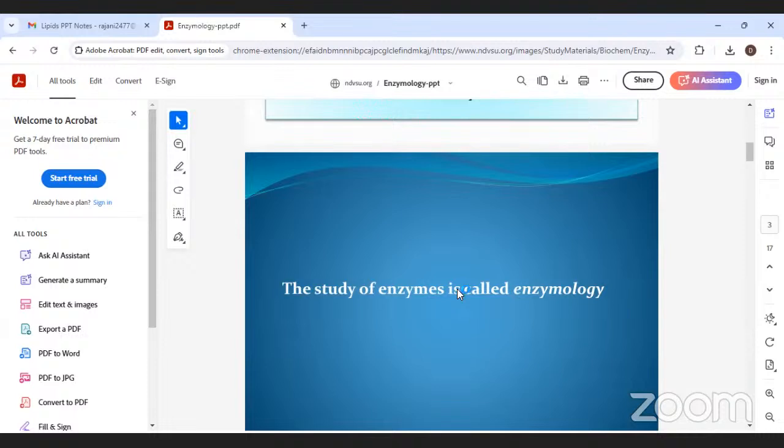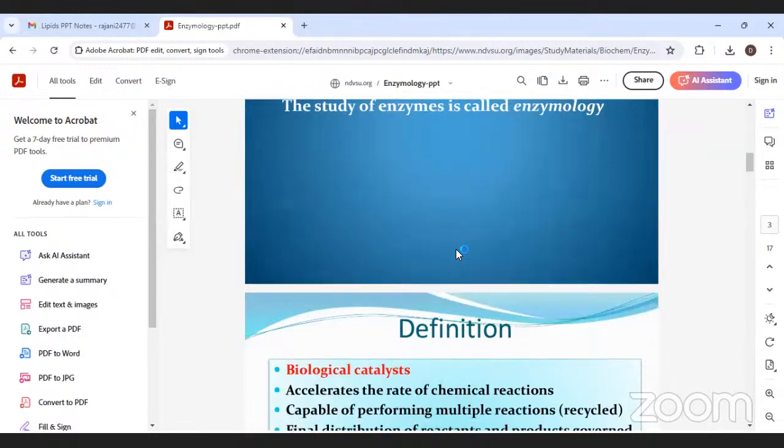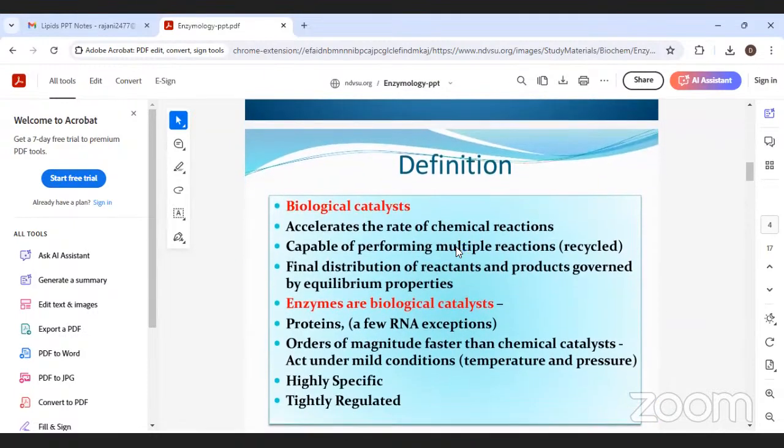This is enzymology. The food synthesized by plants is generally stored in the form of large complex molecules. Coming to the next point, definition. I will first explain the definition of the enzyme. What is the enzyme? First we will discuss the scientist who named the enzyme. The main important point is the definition of the enzyme.